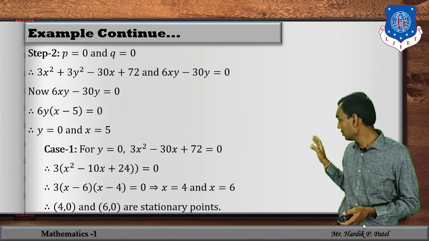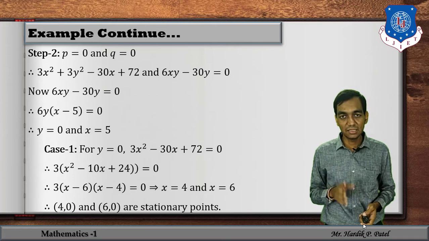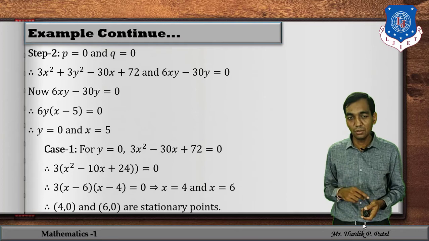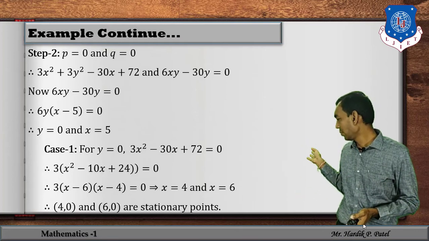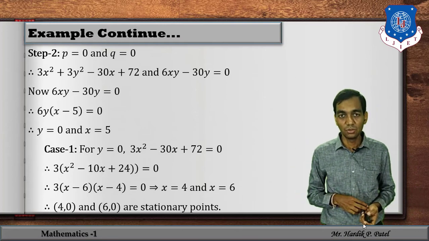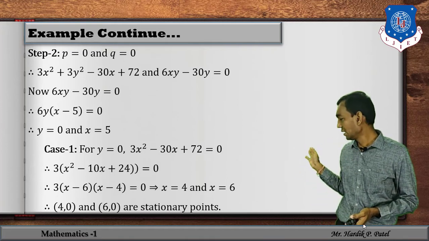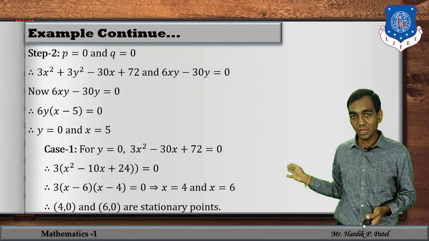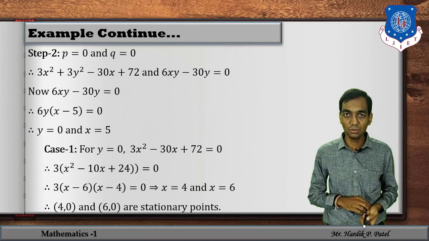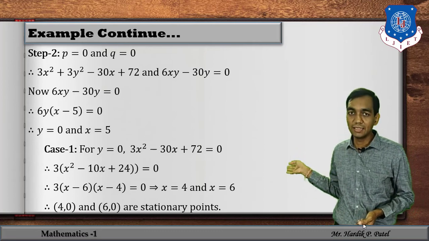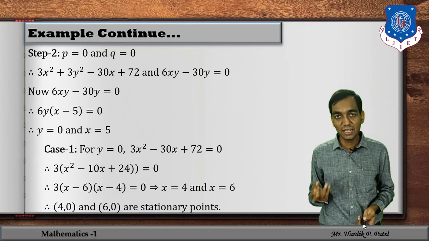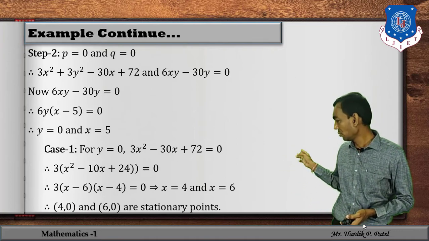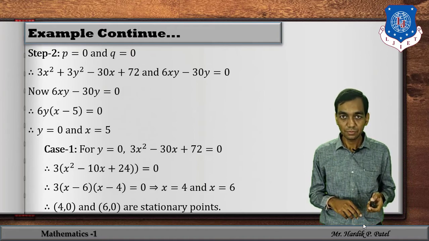So, first for y is equal to 0, what we have is 3x square minus 30x plus 72 is equal to 0. 3 common out, and you will have 3 into x square minus 10x plus 24 is equal to 0. So, factorizing 24, that will give you minus 6 minus 4. So, that will give you 3 into x minus 6, x minus 4 is equal to 0. So, either x is 6 or x is 4. So, that means for y is equal to 0, you have two values of x. So, we have two stationary points, (4, 0) and (6, 0).